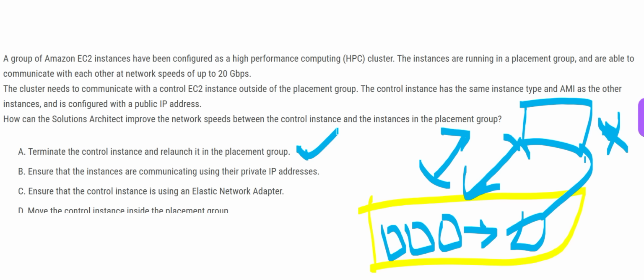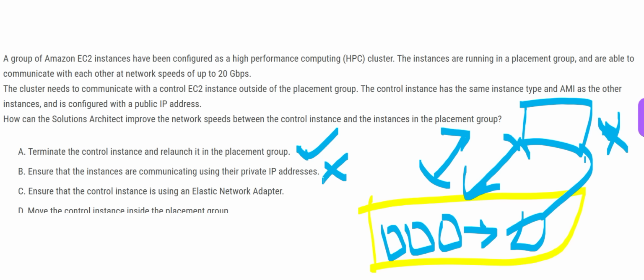B says, hey guys, let's ensure the instances are communicating using private IP addresses. If you make it private, it is a security solution. It does not necessarily mean the speed of the network would improve.